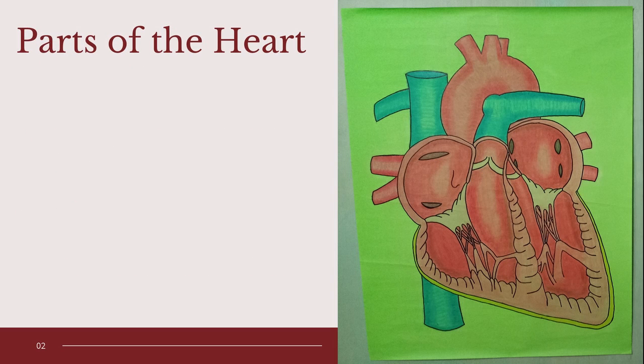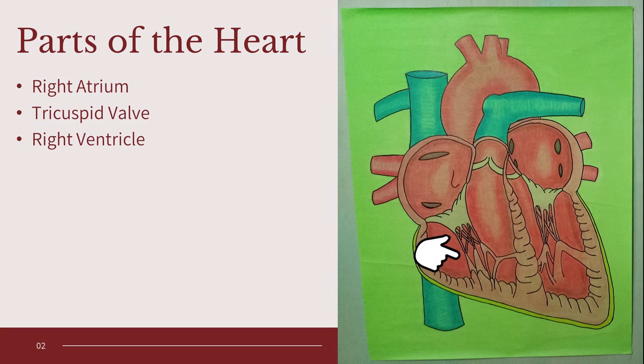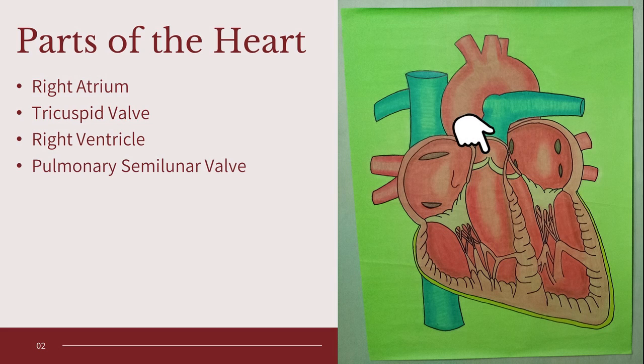We proceed to the major parts of the heart. The first part is the right atrium, which is the upper chamber in the right side of the heart. Next is the tricuspid valve, which serves as a border between the right atrium and right ventricle. It helps in preventing backflow of blood from the ventricle to the atria. After the tricuspid valve is the right ventricle, the lower chamber in the right side of the heart. The next part is the pulmonary semilunar valve, between the pulmonary arteries and the right ventricle. Just like the tricuspid valve, it also prevents backflow.